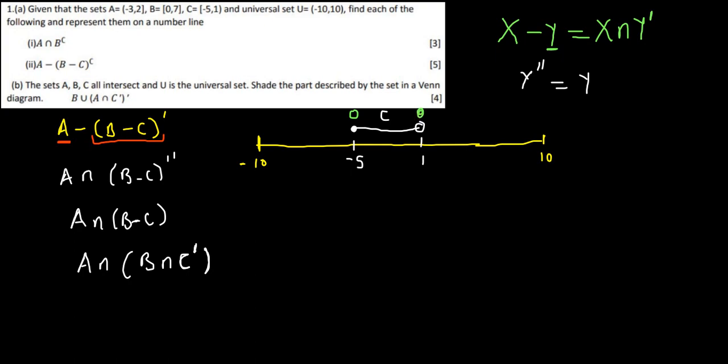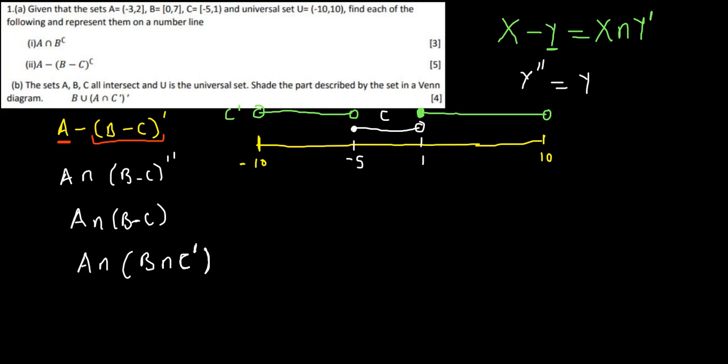Okay. And then we'll be going to the opposite direction away from C. So we are going to be going in this direction. At 10, I'm going to open. Why am I opening? Because the universal set doesn't include 10. And then from negative 5, also we'll be going in this direction. At negative 10, I also open. Why? Because the universal set at negative 10 is open. So this is C complement.